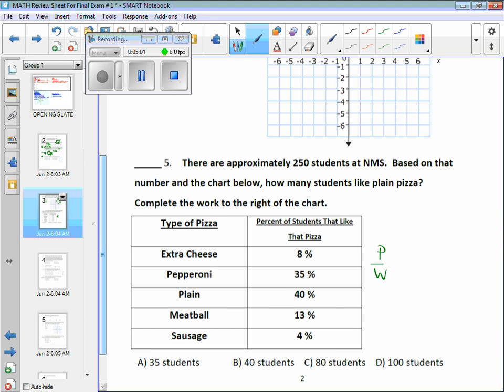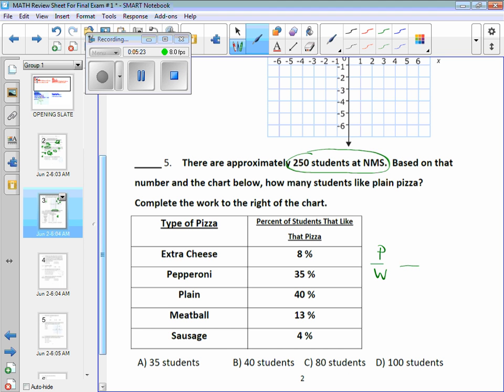P stands for part, W stands for whole. Next thing I'm going to do, I'm going to call on you, so get ready, raise your hand. This 250 students represents the part at Nessequake or the whole? Vivian. The whole. You may get top drawer.